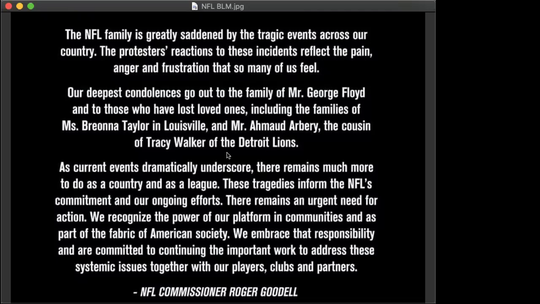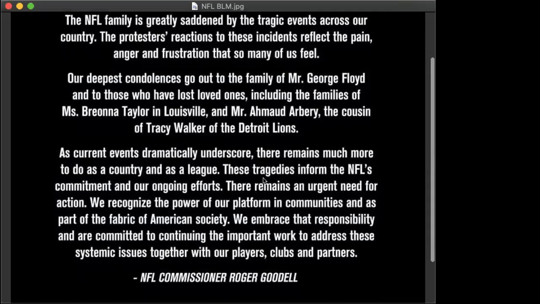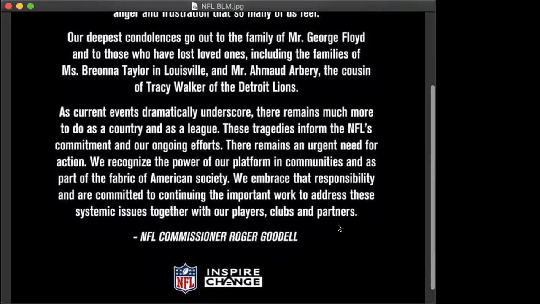As current events dramatically underscore, there remains much more to do as a country and as a league. These tragedies inform the NFL's commitment and our ongoing efforts. There remains an urgent need for action. We recognize the power of our platform in communities and as part of the fabric of American society. We embrace that responsibility and are committed to continuing the important work to address these systemic issues together with our players, clubs, and partners. And then it's signed NFL Commissioner Roger Goodell.